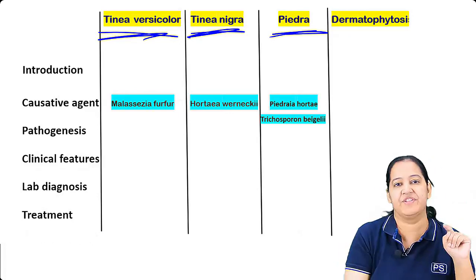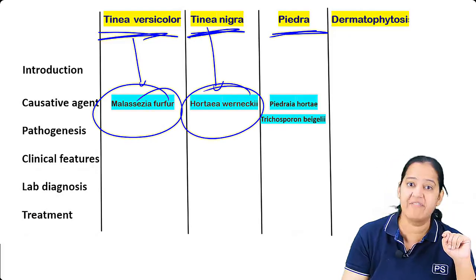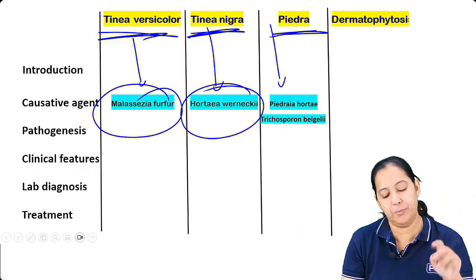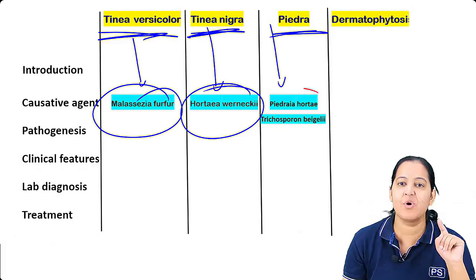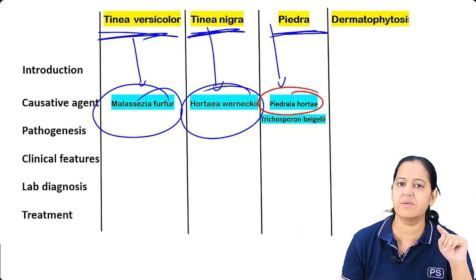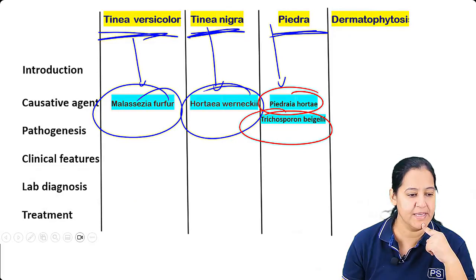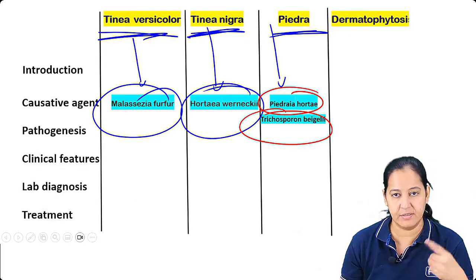Tell me the causative agent. Versicolor, Malassezia furfur. Nigra, Hortaea werneckii. And Piedra, there are two Piedra, black and white. The black is caused by Piedraia hortae only. And the white is caused by Trichosporon beigelii. Say yes, people. Say yes. So what should I repeat in Piedra, Harsh?